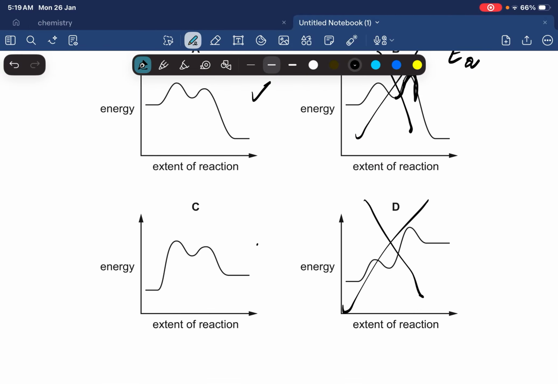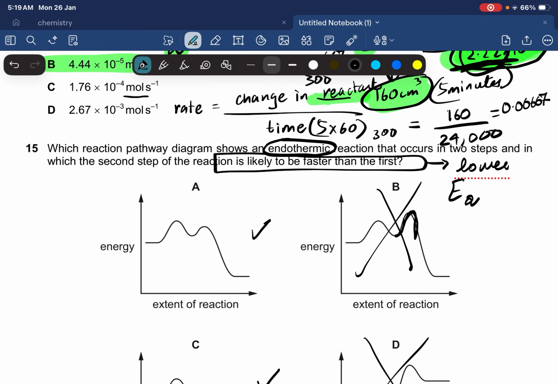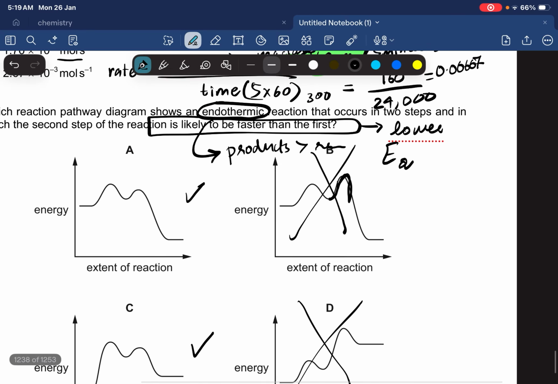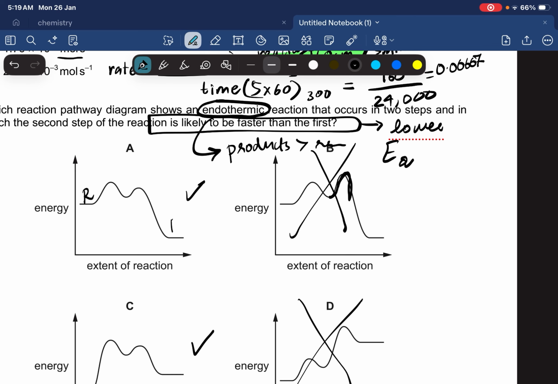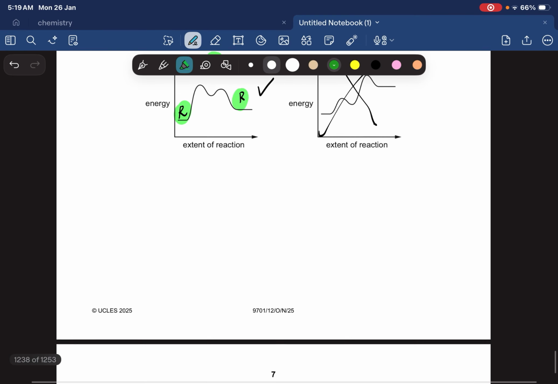either this or this. Now, what kind of reaction are we looking for? Endothermic. So products should have more energy than the reactants. So over here, let's see. These are your reactants, these are your products, these are your reactants, these are your products. Products should have more energy than the reactants. Over here, you can see that your reactants have more energy, products have less energy. Over here, reactants have less, products have more. So we need the one in which products have more energy, which makes option C the correct one.